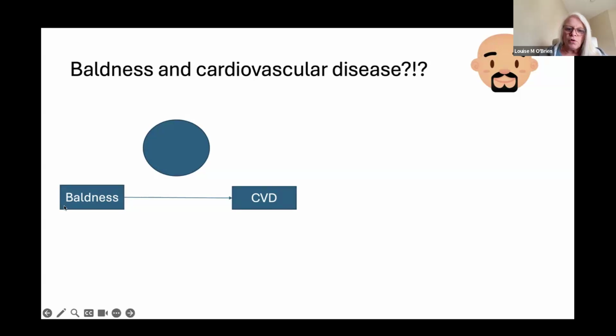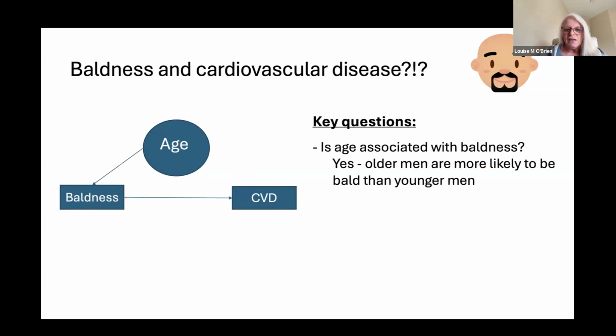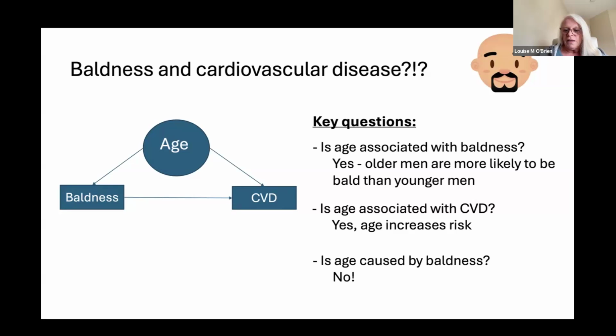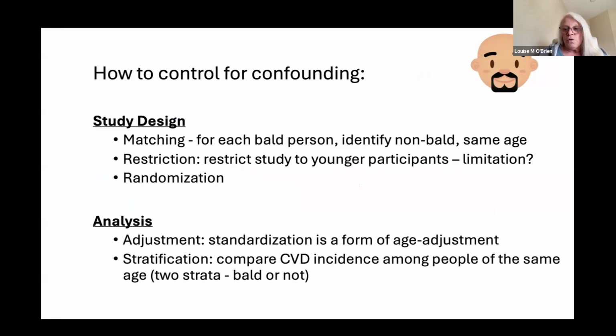What is related to both baldness, the arrow would point here, and also to CVD? Real obvious one. Age. Age, perfect. That's the one I picked. Okay, so let's test. Is it related? Yes, the arrow goes from age to baldness. Is it related to CVD? Yep, the arrow goes straight from age to CVD. Is age caused by baldness? No. So here we've got our 3 criteria. It's a confounder, okay? So how do we control for it?